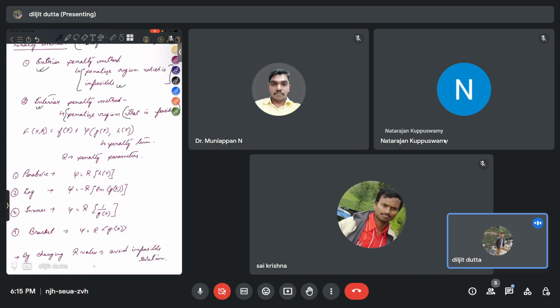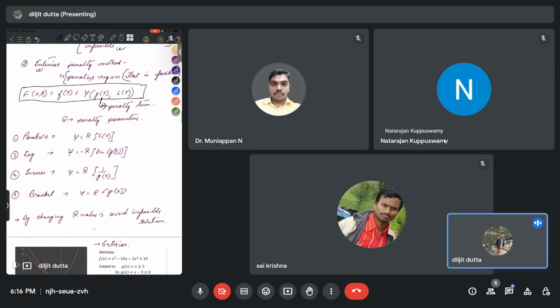Then we can write the total function, that is the composite function, as small f of x plus phi of g of x and h of x. This term phi of g of x and h of x is called the penalty term. This comes from the constraints.